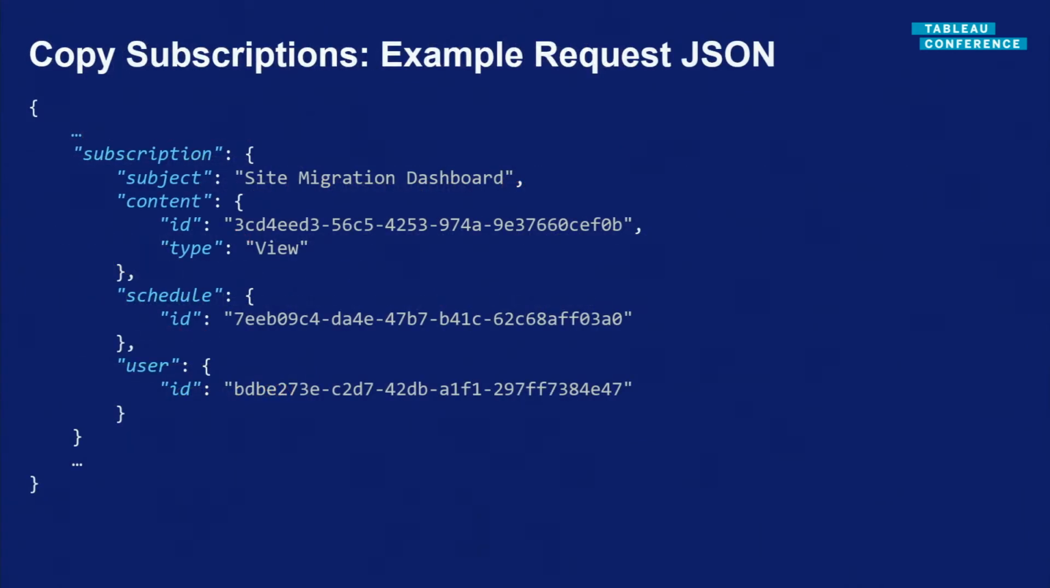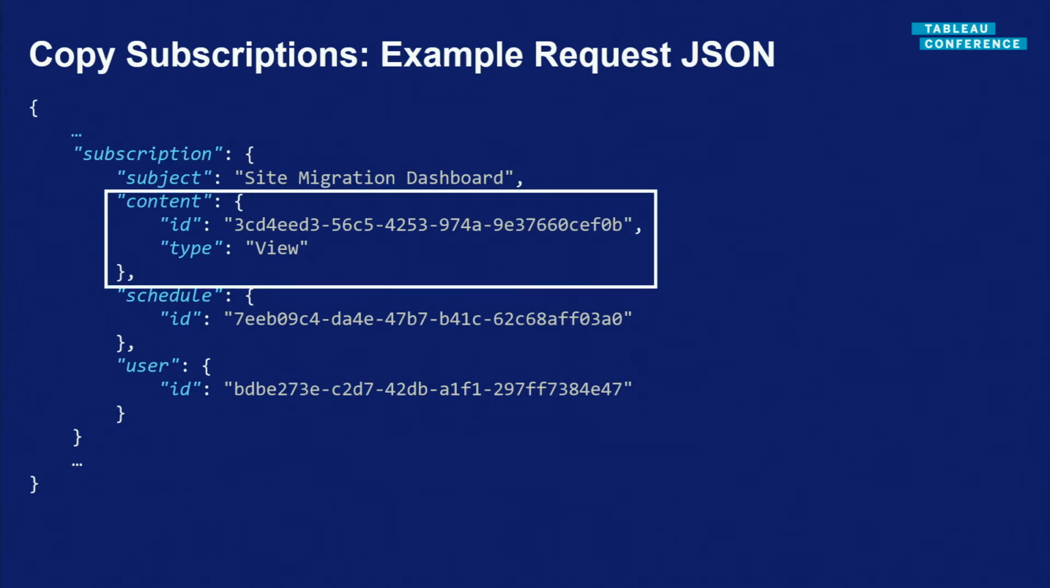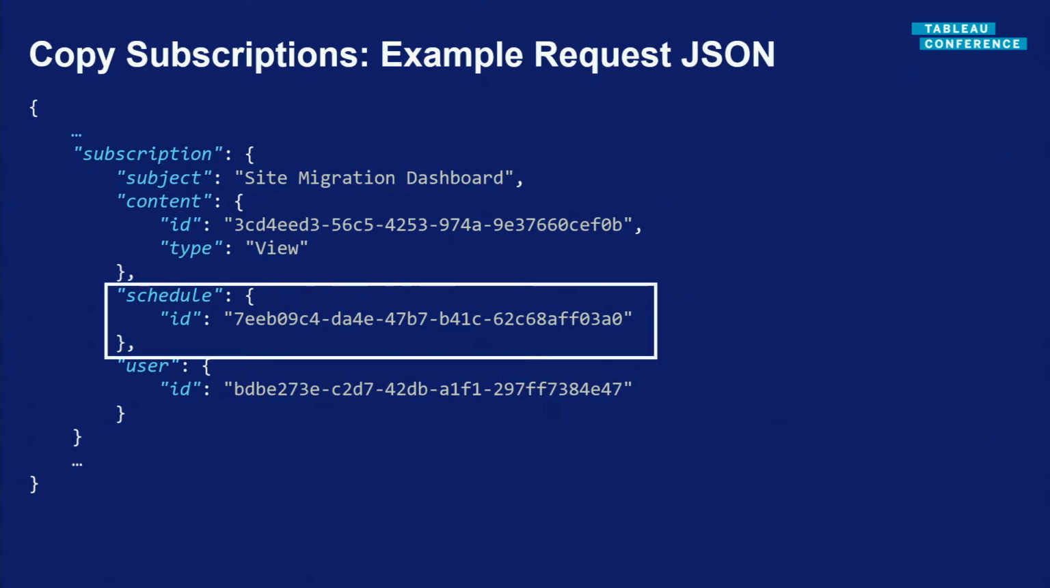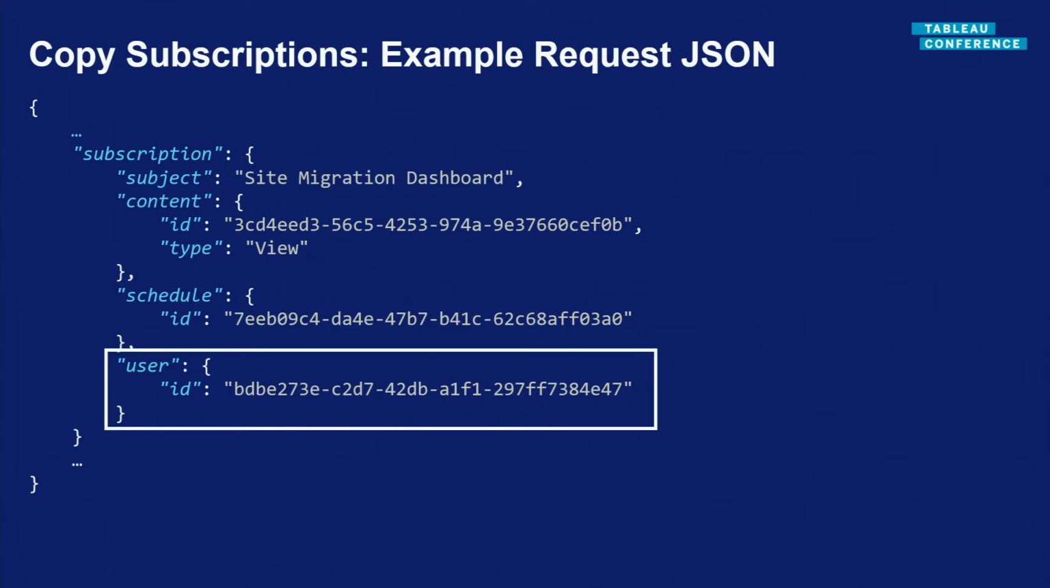So here's what that request JSON would look like. We specify the name of the subscription, the content to associate with it. This will be a workbook or a view. The schedule to associate with the subscription, and the user that is subscribing. In this case, it'll be our new admin user.